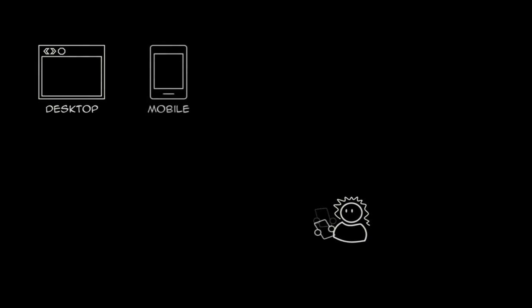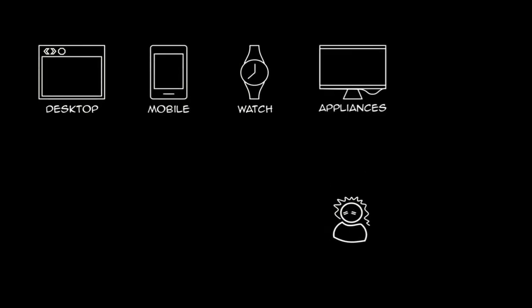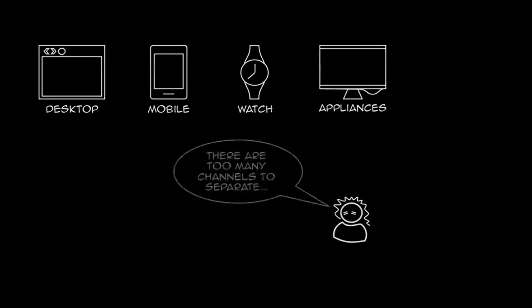Sure, we have the desktop, sure we have mobile, but the thing is, consumer technology is becoming increasingly more integrated into our lives, and we get things like smartwatches, and we get appliances, and there's suddenly all these different weird use cases that we haven't even thought of, like, can I put my Twitter feed on my oven? There are just too many channels to separate. It's not a sustainable solution.